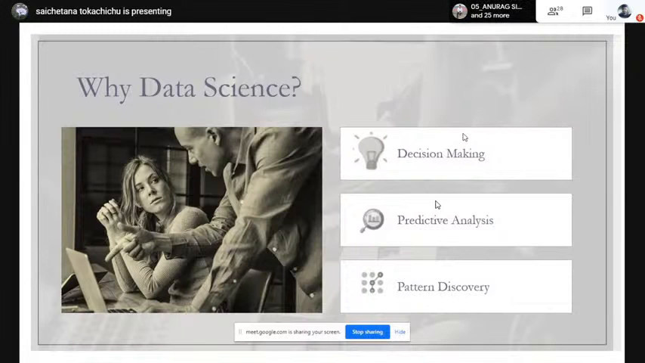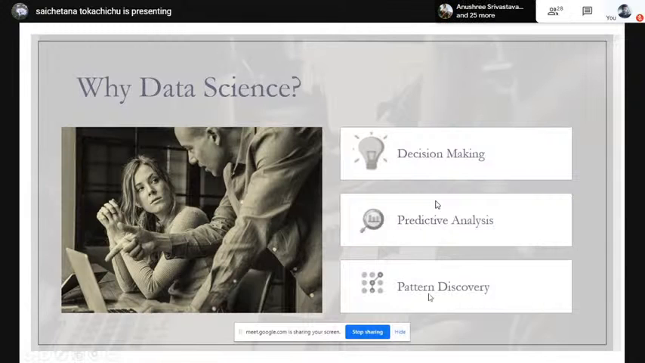Then comes predictive analysis. What is predictive analysis? You are trying to predict something. For example, you are running a shop. You want to predict, okay, what will be my sale tomorrow? Based on that prediction, you will say, okay, I should stock up my shop because there is a chance that it will run out.